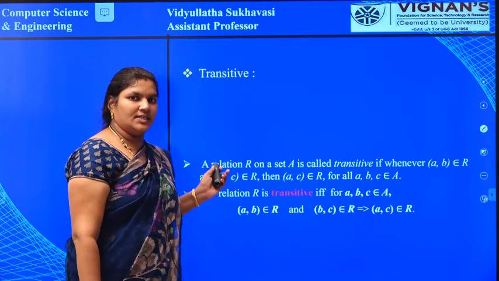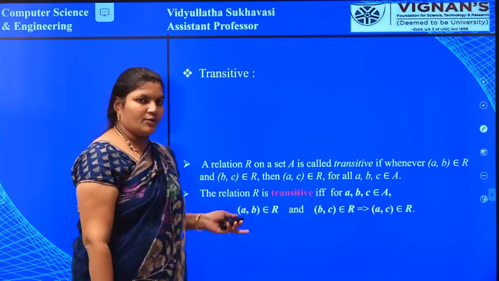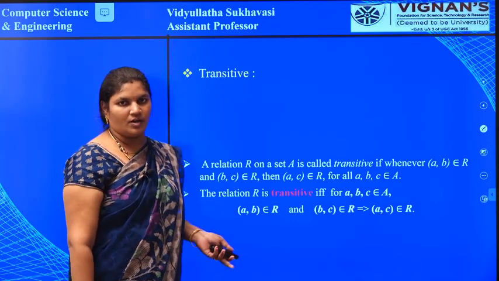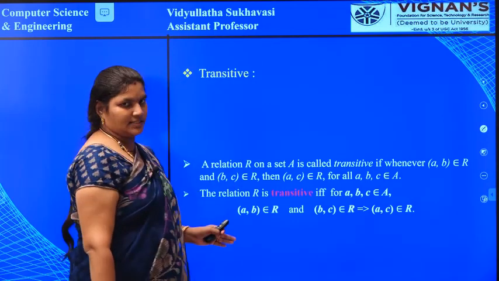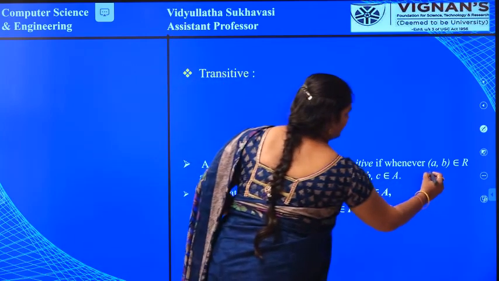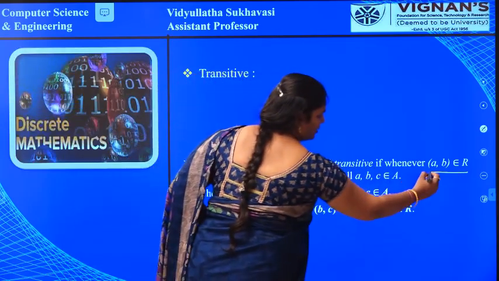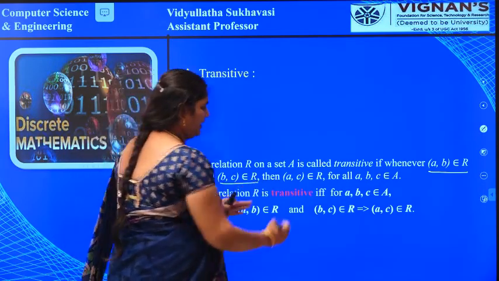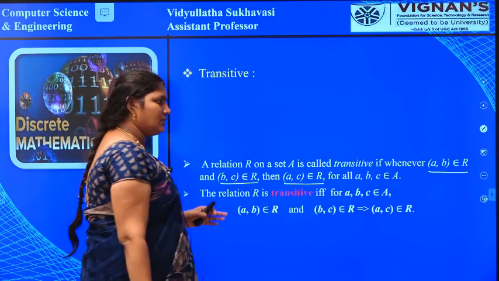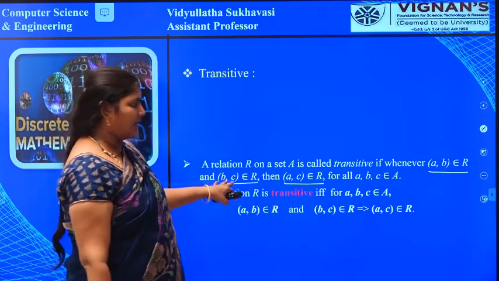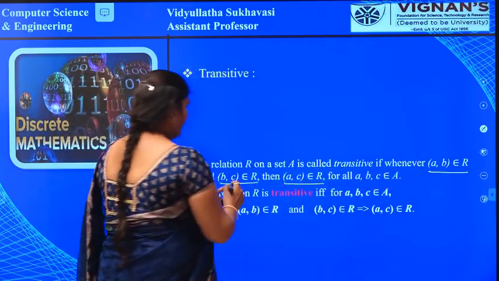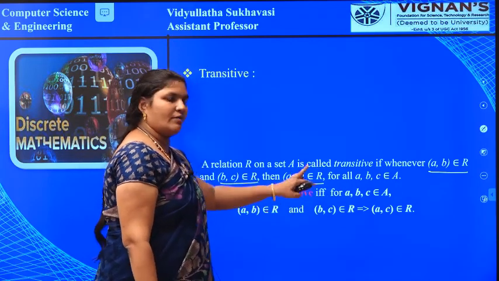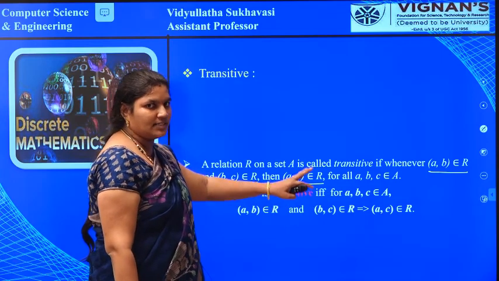See here, this is the transitive property, which we use to check whether the given relation R satisfies transitivity or not. For checking the transitive property, these two conditions should be satisfied: A comma B belongs to R and B comma C belongs to R. Then the resultant will be A comma C belongs to R. That means the common element which exists in both the ordered pairs will be removed, and the first element of the first ordered pair and the second element of the second ordered pair will be taken into consideration.